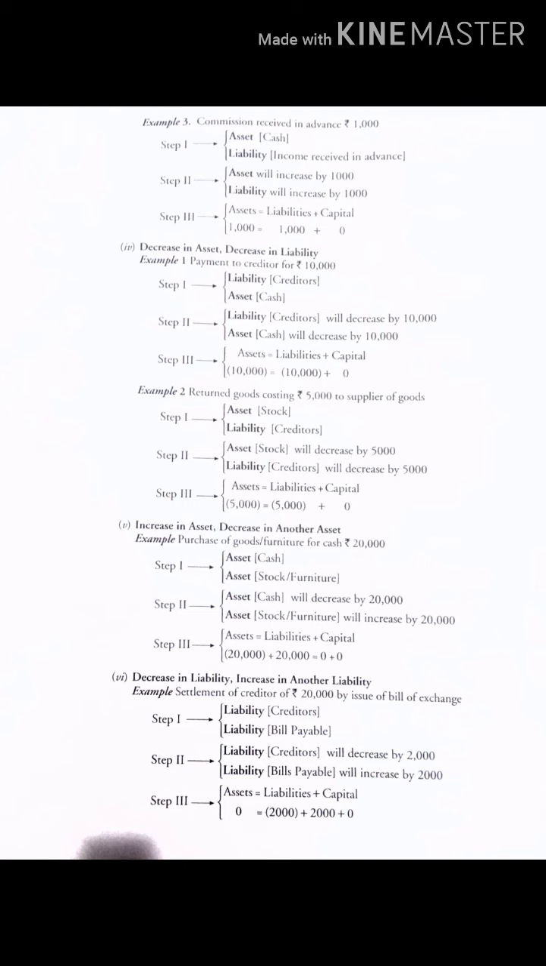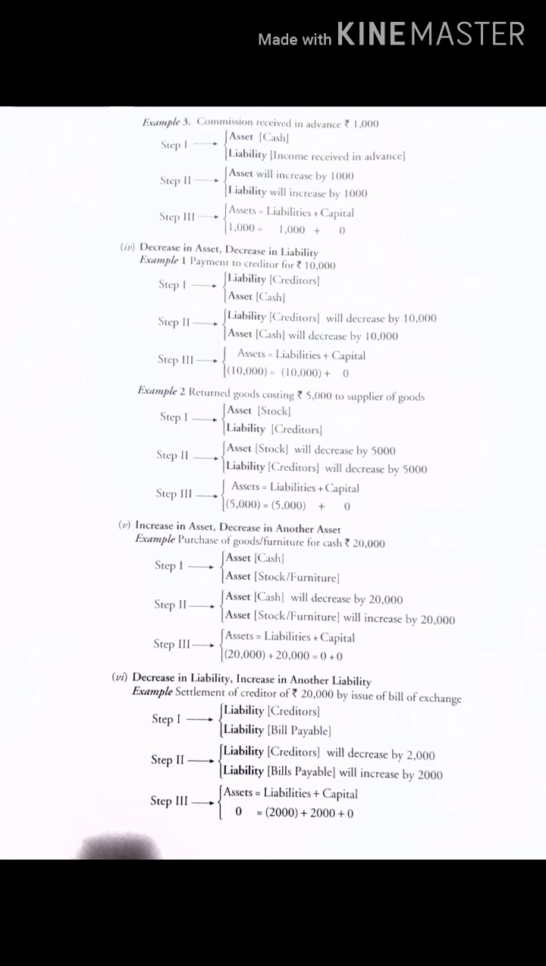Next is decrease in liabilities, increase in another liability. Again same side effect. Previously we checked the same side effect on assets. Here we are checking the same side effect on liabilities. Now let's take one example, that is settlement of creditors of rupees 20,000 by issuing bills of exchange. That means we are paying in kind, not in cash. In kind means we are giving a legal document. Bills of exchange, I have already explained, is a legal document in writing promising that I will pay you on so and so date, at a particular time, place, everything. So that is settlement of creditors.